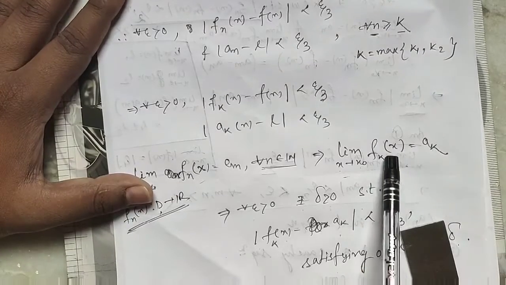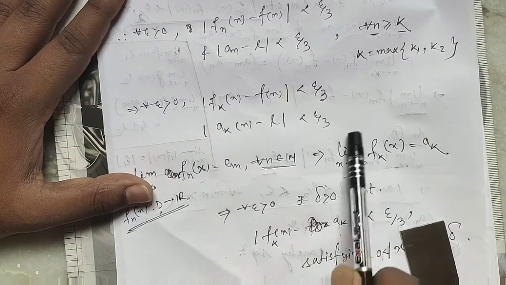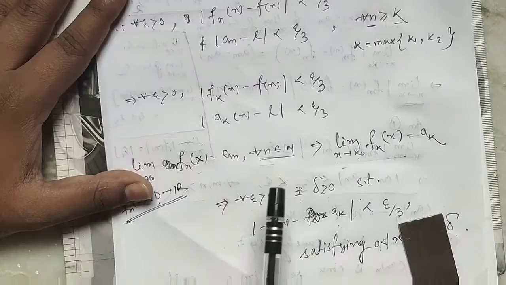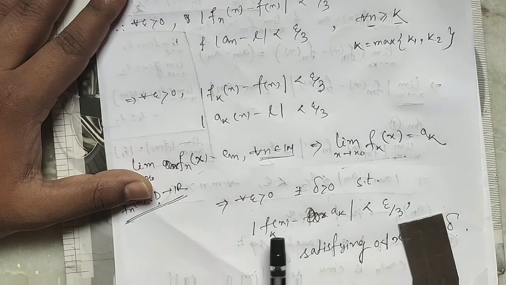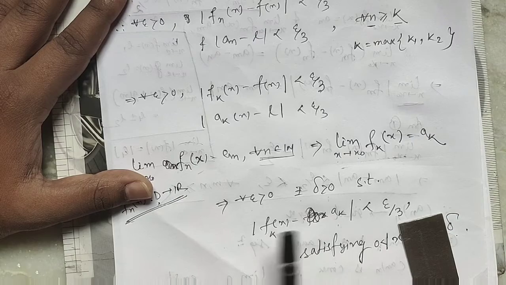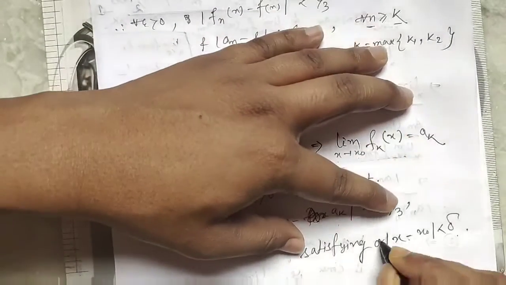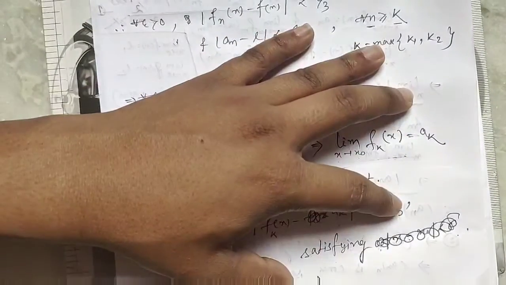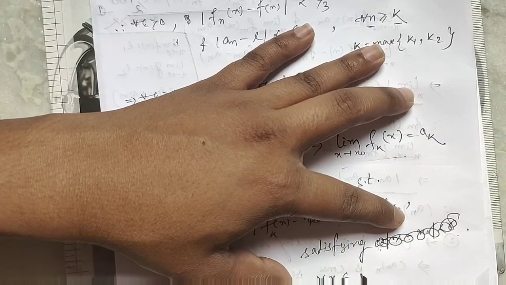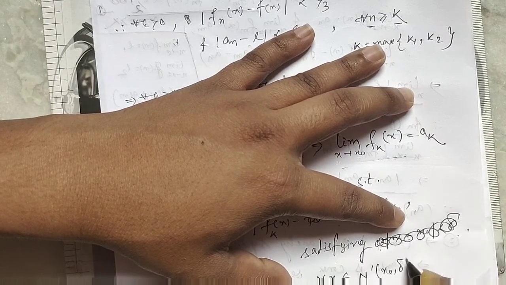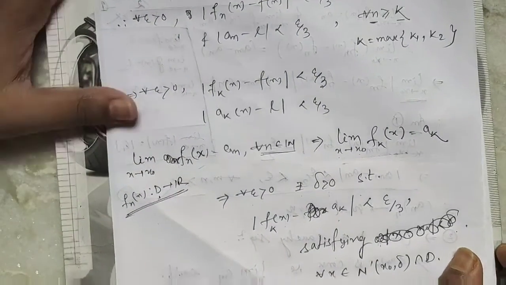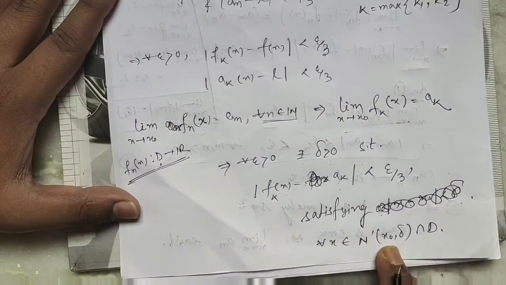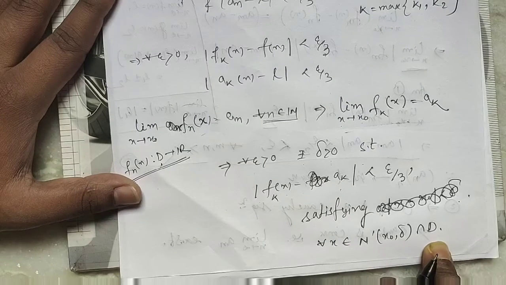So by the definition of the limit of a function, we have for each epsilon greater than 0, there exists delta greater than 0 such that mod of fk(x) minus ak is less than epsilon by 3, satisfying for all x belonging to N'(x0, delta) intersection D. By the definition of the limit, this is our deleted neighborhood of x0 intersection D. Clear?